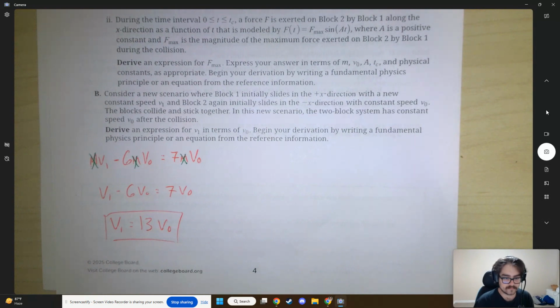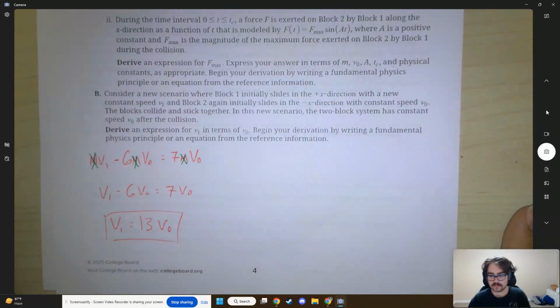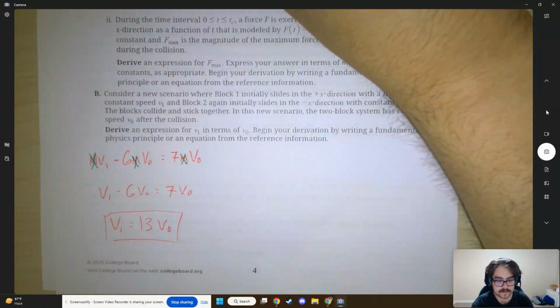That's all you have to do. It's a simple conservation of momentum problem. That's all it is. Don't think too hard about it, because you might mess it up.